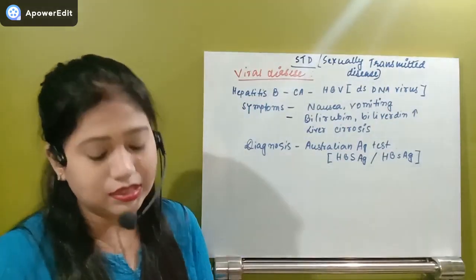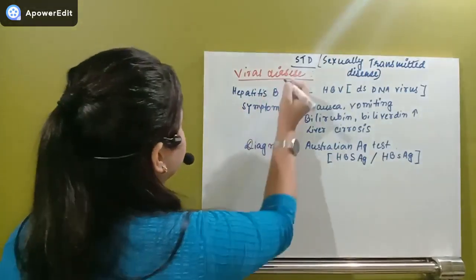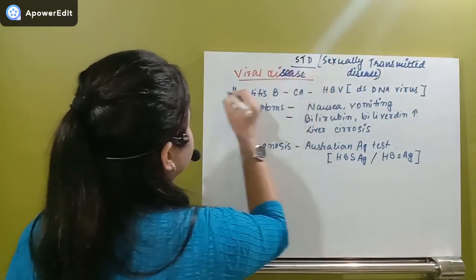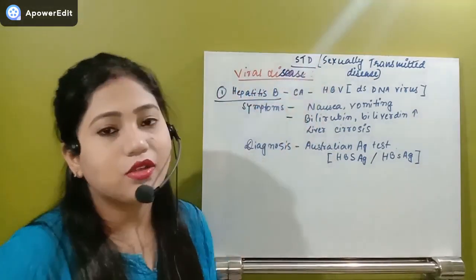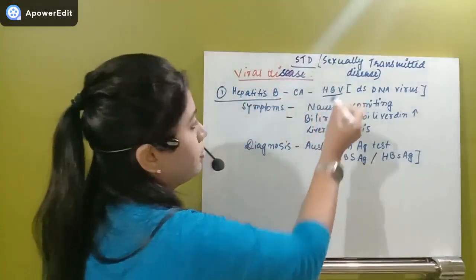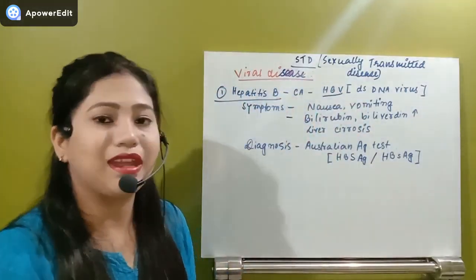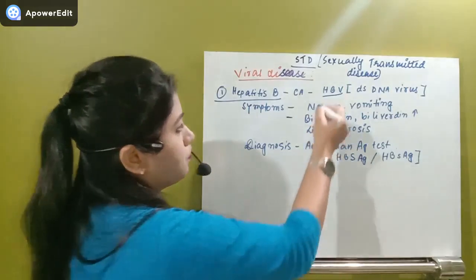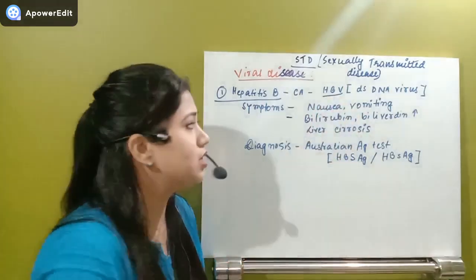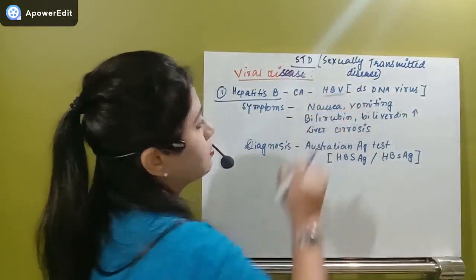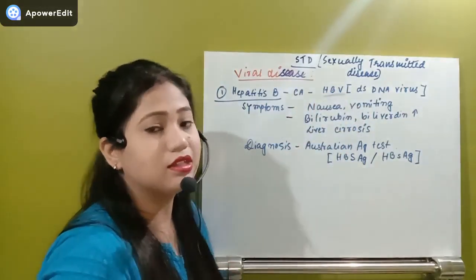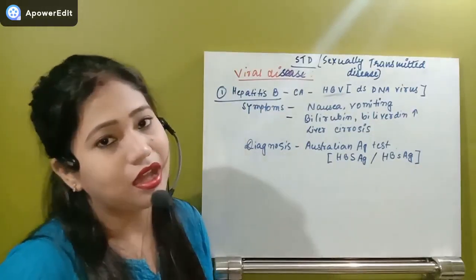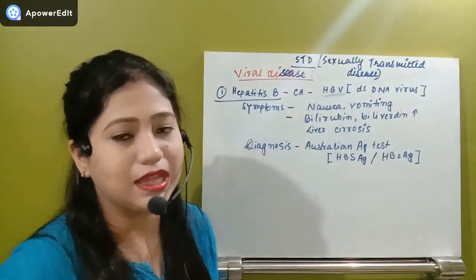The first disease is hepatitis B. What is the causative organism? That is HBV, also called hepatitis B virus. There is no specific scientific name here. It is HBV only, so you don't have to underline anything. This is a double-stranded DNA virus. That means the genetic material in this virus is DNA, and that DNA is double-stranded.